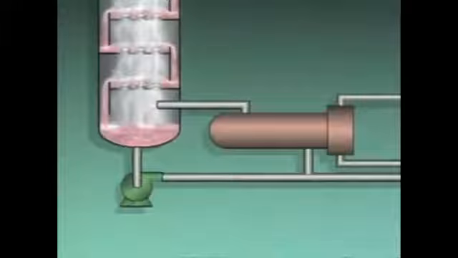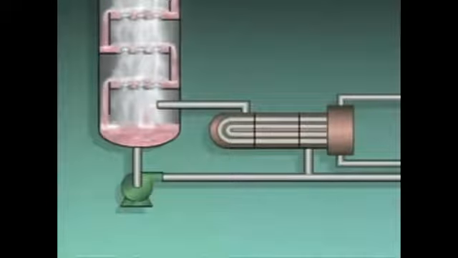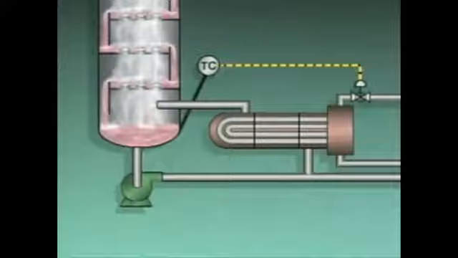In a shell and tube reboiler, steam is often the heating medium. The steam flows through tubes inside the reboiler, while liquid from the bottom of the column flows around the tubes through the shell of the reboiler. A temperature controller regulates the heat input to the column by signaling a control valve to adjust the steam flow to the reboiler.